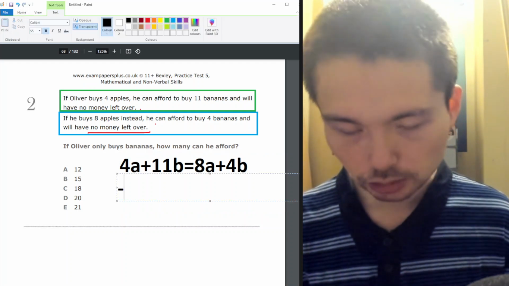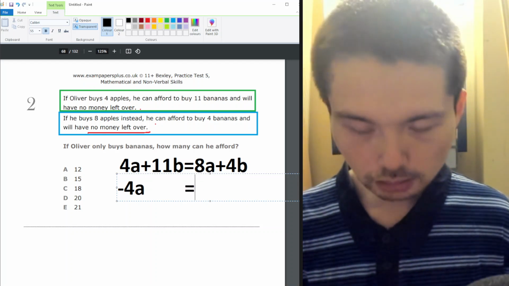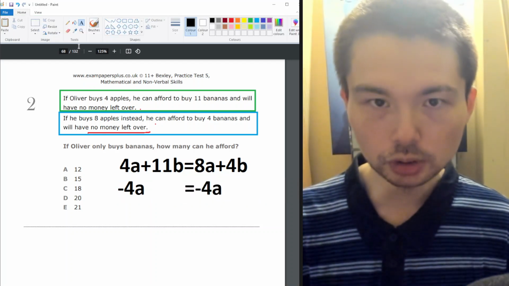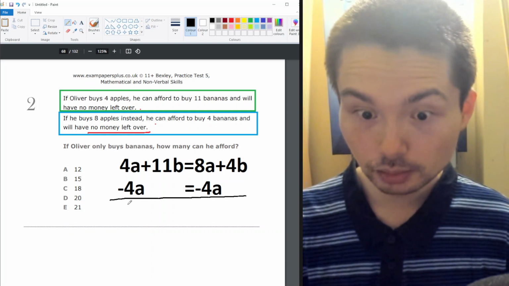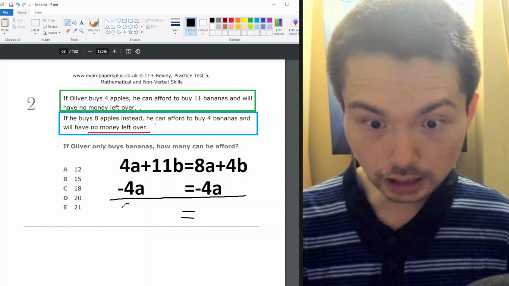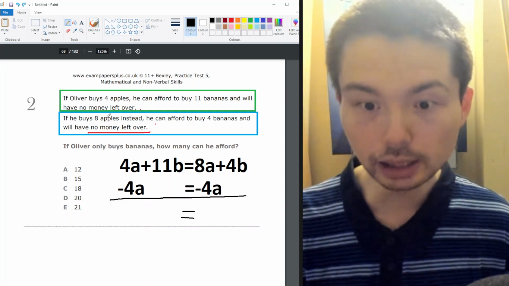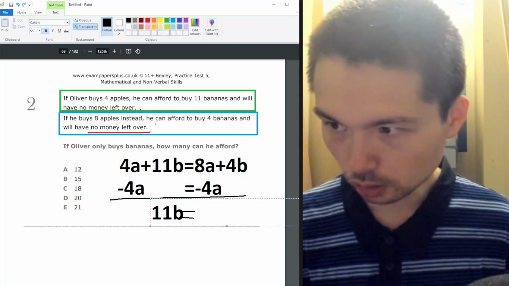So this is called just doing the same thing to both sides. Can you see I'm writing minus 4a? Now why is William doing this? Because he just wants apples on one side and bananas on the other. 4a minus 4a is 0. You don't really need to write that because it disappears. The 11b is still on that side.